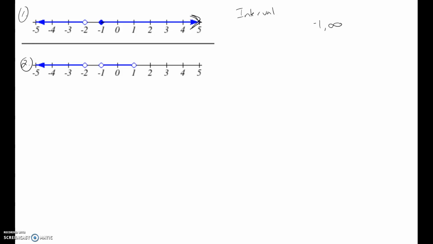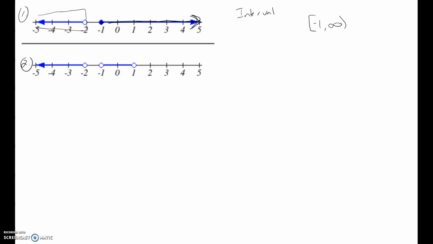-1 to infinity. Infinity always gets a parenthesis. And in this case, because I have a closed circle, I'm including the -1 in that set. So that represents all these numbers, a set of an infinite amount of numbers from -1 on to infinity. Okay, so it's really like two problems in one.